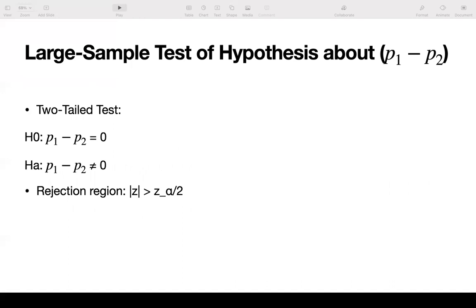Secondly, for the two-tailed test, we have the null that the difference is equal to 0, the same as the one-tailed test, and the alternative that the difference does not equal 0. So here we have the rejection region where the absolute value of Z is larger than Z alpha divided by 2.